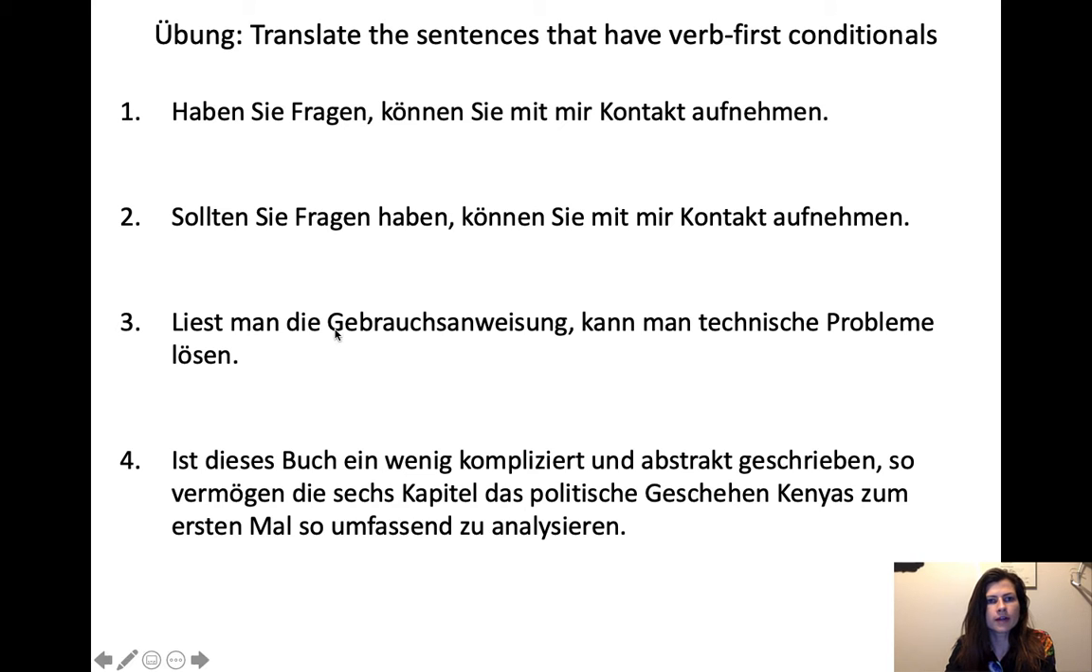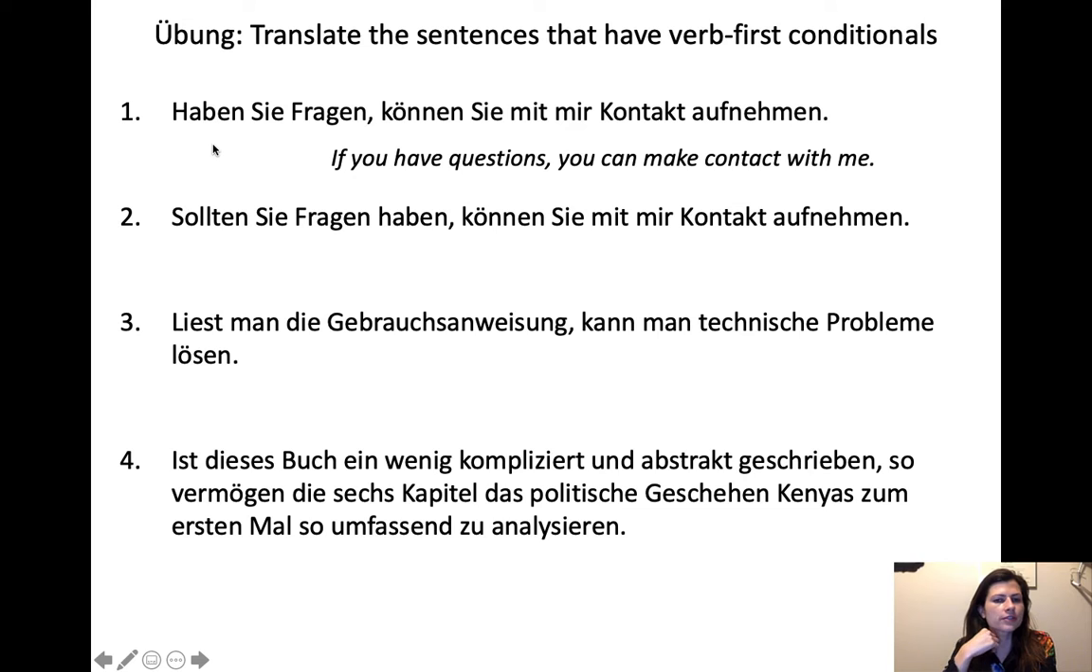So we have, "Haben Sie Fragen, können Sie mit mir Kontakt aufnehmen?" Which, when you see the haben starting that sentence there, it's a statement, but it starts with the verb, so it's implied if you have questions, you can make contact with me. Or you can just contact me, if you have questions. So it's "have you questions."